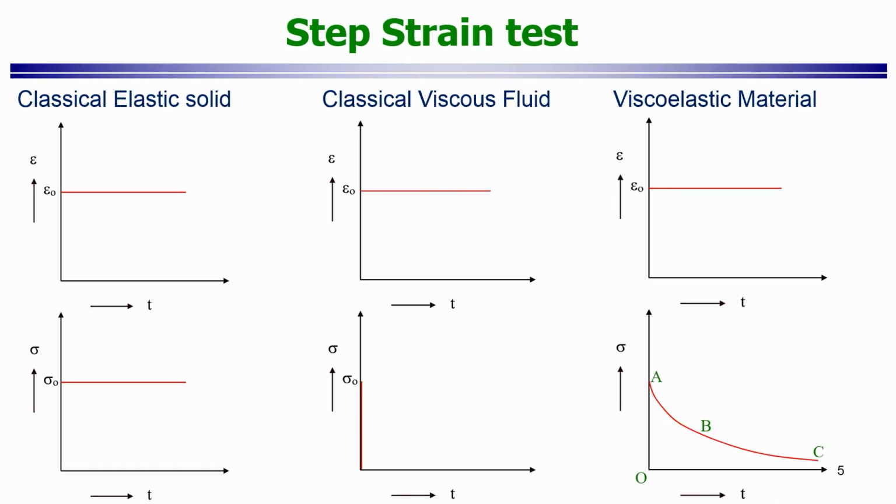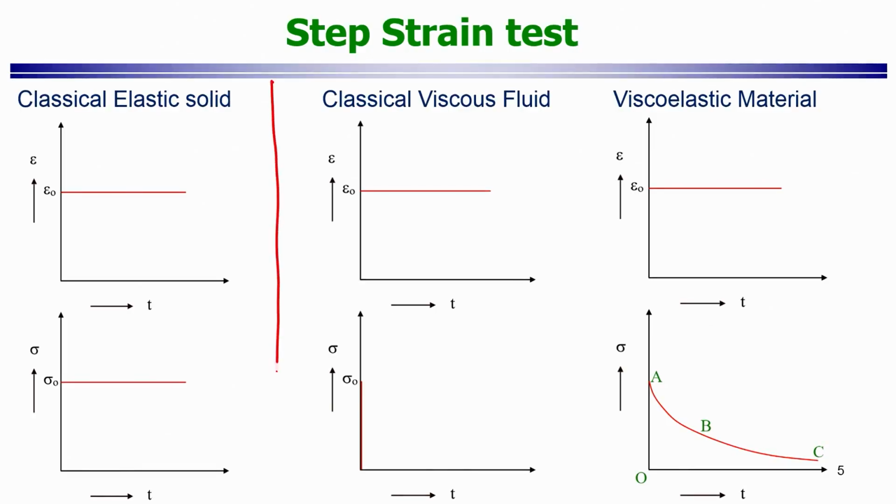Next, the other important test was the step strain test, where again we understood the response of a viscoelastic material in terms of the responses of the classical elastic solid and the classical viscous fluid. And the important thing here to note was that when you have a viscoelastic fluid and you apply a step strain, then the stress decreases, and this is the very classical stress relaxation phenomena.